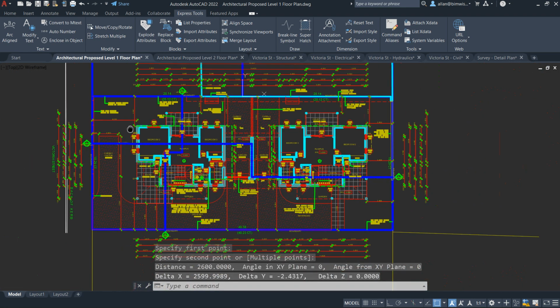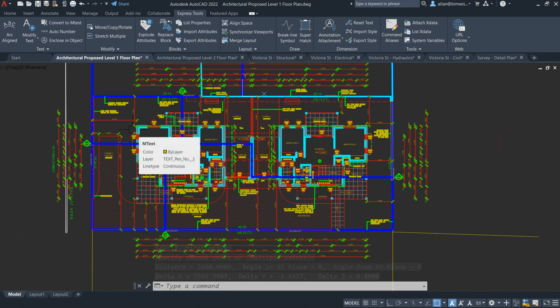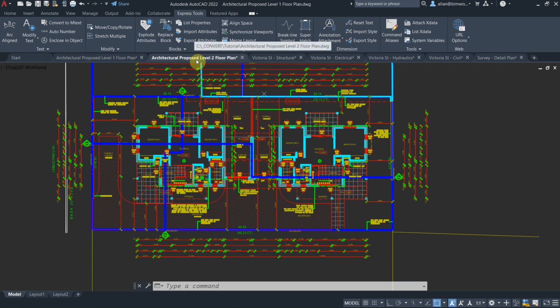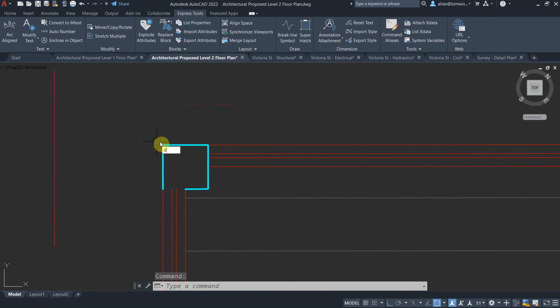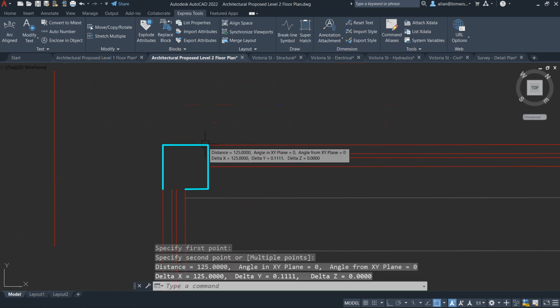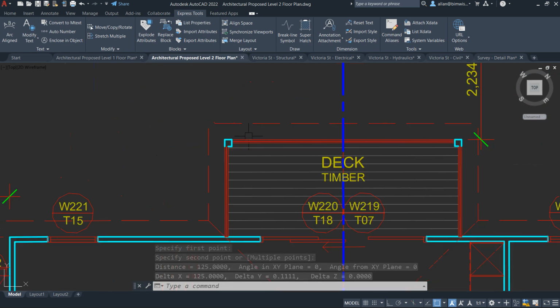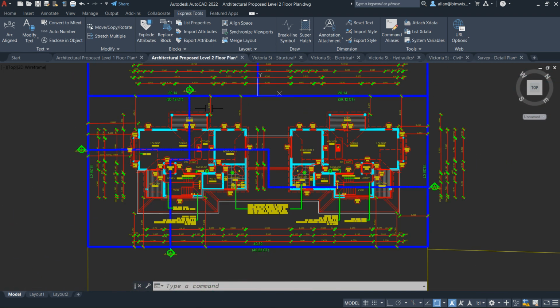So you can clearly see that this is drawn in millimeters. So architectural drawings, architectural projects, you will draw in millimeters. Looking at the second floor plan of the architects too, if I zoom in on this deck, we've got that little column there. If I measure that distance, 125. So that's millimeters again. So everything in the architectural world is in millimeters.